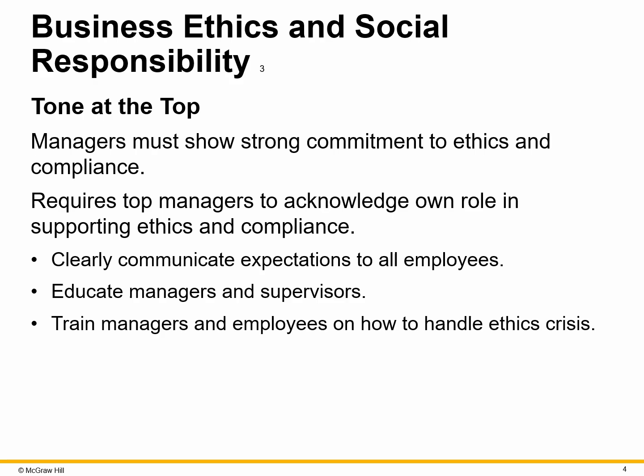Now, again, that's going to filter down. So the CEO would go down to the next level of vice presidents, and the vice presidents would go to the department chairs, and then the department chairs would filter it down to the very lowest person on the totem pole. And so the person at the top will be the one responsible for educating managers and supervisors, and they need to train managers and employees on how to handle ethics.